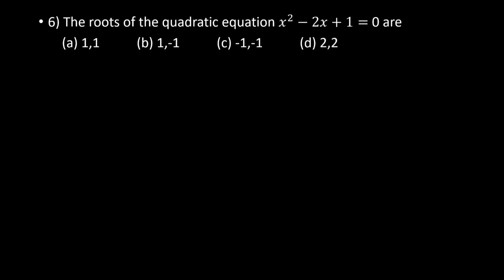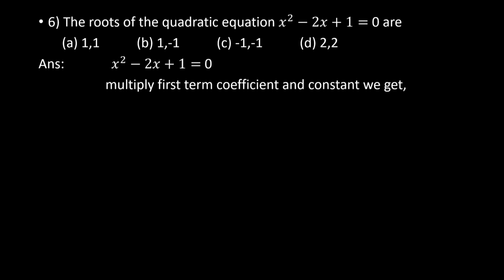The roots of the quadratic equation x square minus 2x plus 1 is equal to 0 are: options 1, 1; 1, minus 1; minus 1, minus 1; 2, 2. Here they said we need to find the roots. Here we have one shortcut method, because instead of the formula we will take it like this. First we see the first term, x square. That coefficient is 1. Nothing is there means 1 is there. So 1 into the last term, the constant 1. We will multiply the first term and last term. How much will we get? 1 into 1 is 1. So the multiplication number is 1, and I write 1, 1. 1 ones are 1 only.